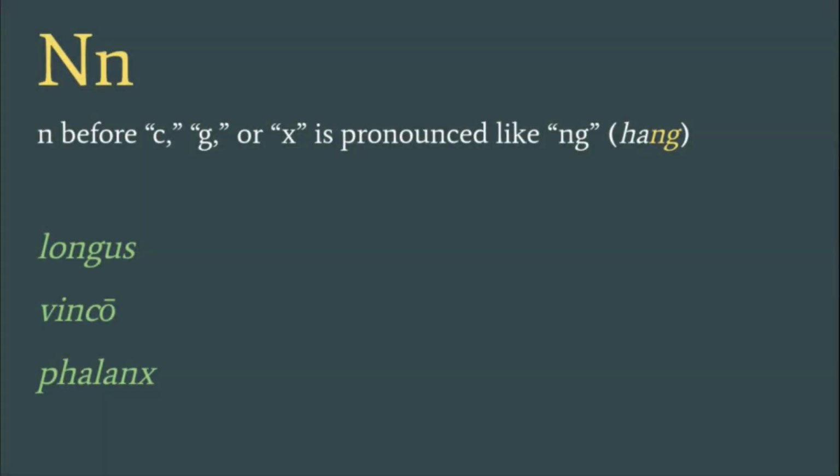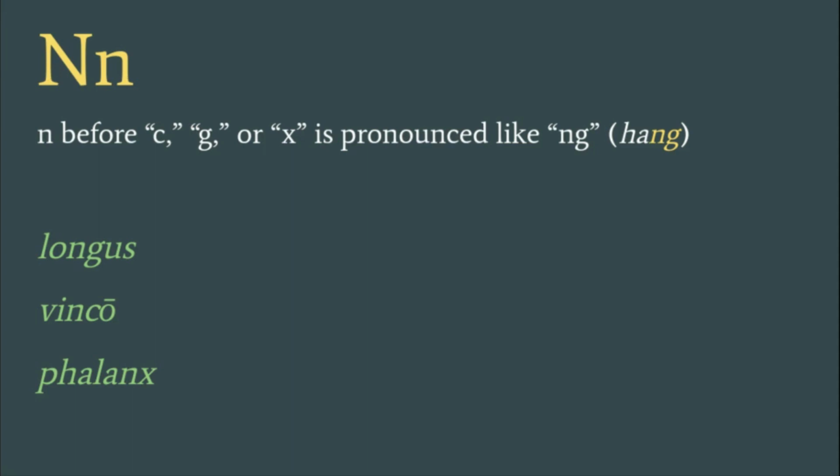Next, we have the letter N. So the letter N, the consonant N, it makes the same sound as in English. It's an N sound, right? But one thing you want to understand about it is that when you have an N before the letters C, G, or X, it makes a sound like an NG in English. So think of the word hang in English. It's making an ng sound, right?